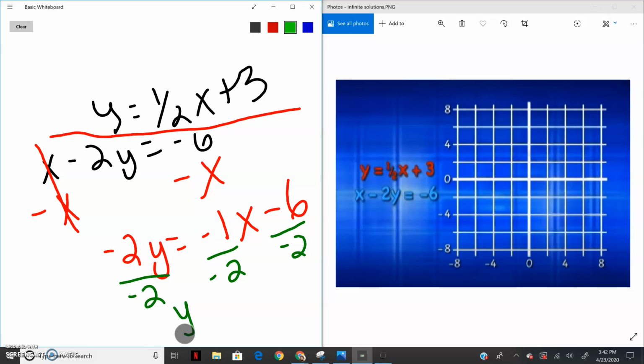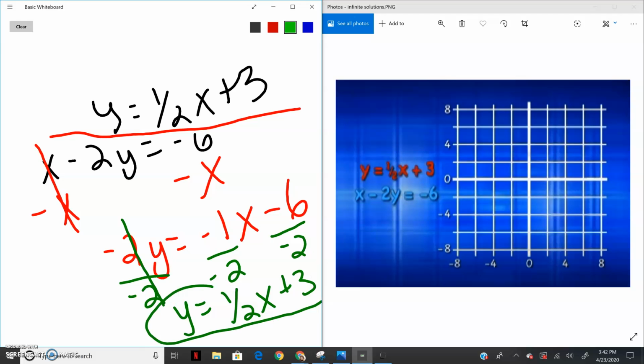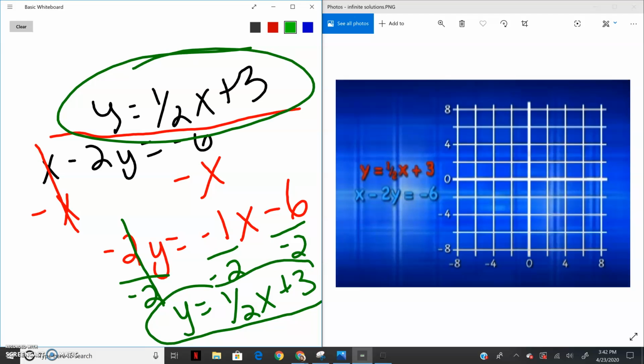So now you've got y equals, because that cancels out, -1 divided by -2 is just 1/2 x. And -6 divided by -2 makes a +3. So if you notice, these two equations are the same. When you take a standard form equation and put it in the form of y equals mx plus b, if they're going to have infinite solutions, then they're going to be the same when you put them in slope-intercept form.